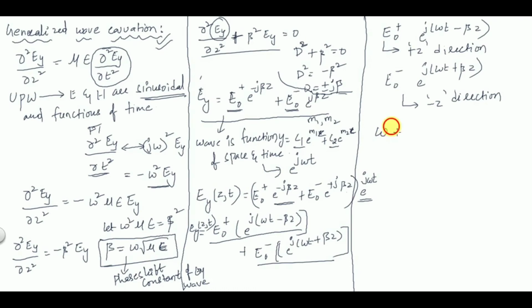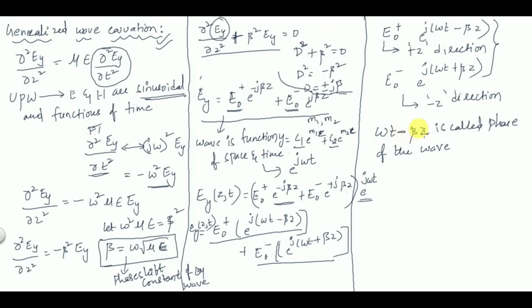This omega t minus beta z is called the phase of the wave. I'll explain neatly how you can determine whether the wave is traveling along the plus z direction or the minus z direction. In my next slide, in this video only, I'll explain very clearly, so don't worry about that. Just understand the remaining concepts one by one.